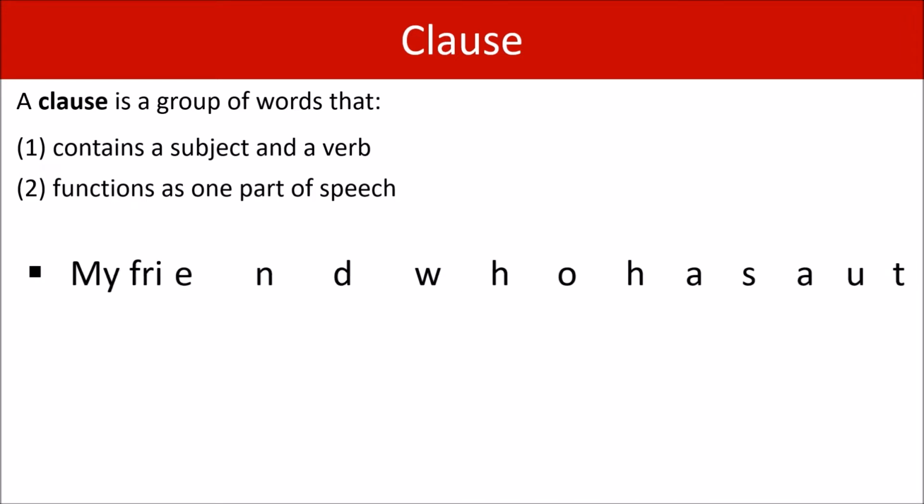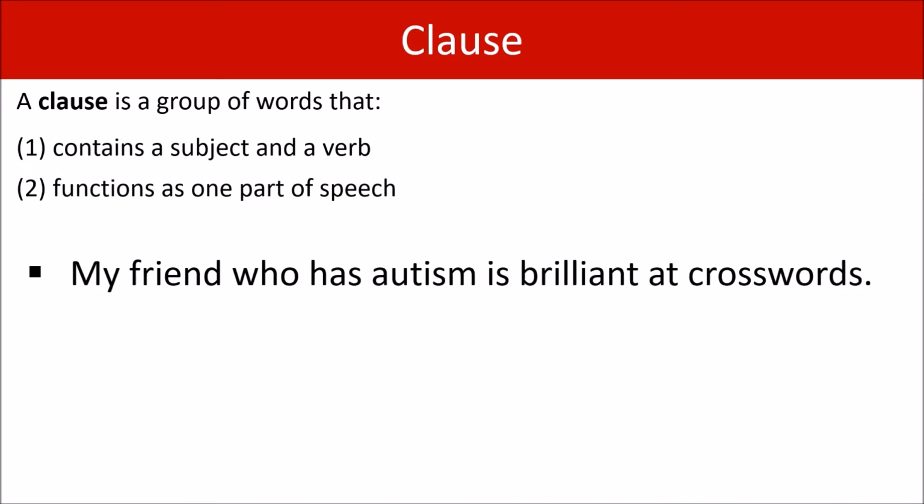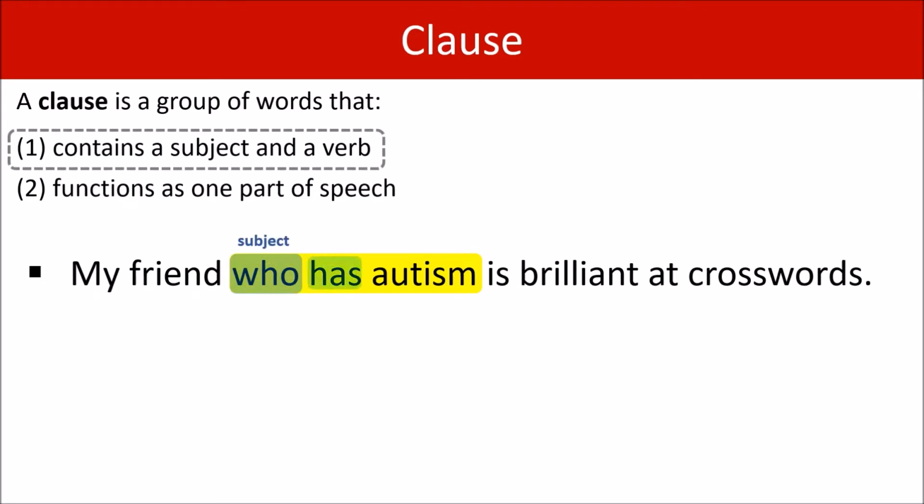Let's put up an example. My friend who has autism is brilliant at crosswords. Who has autism is an example of a clause. Let's look at this. Contains a subject and a verb. Well, who is the subject of that clause and has is the verb.